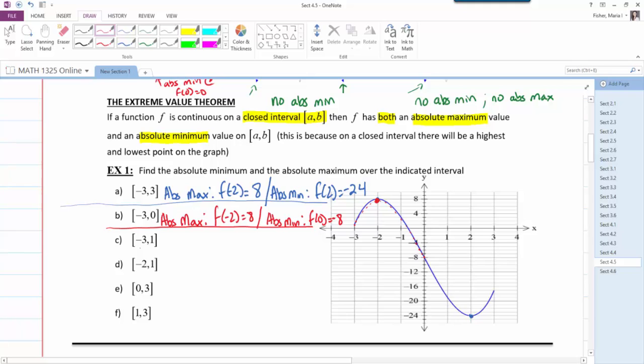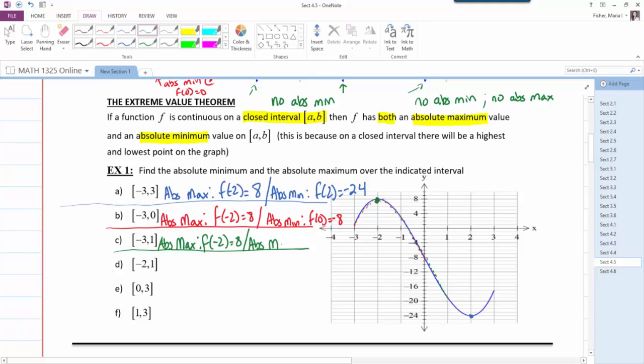What about the interval from negative 3 to 1? From negative 3 to 1 just extends us a little bit more than we were looking before, right to here. In this interval, do I have a max? Sure, my max is the same as it's been. That absolute max is still at f of negative 2 equals 8.